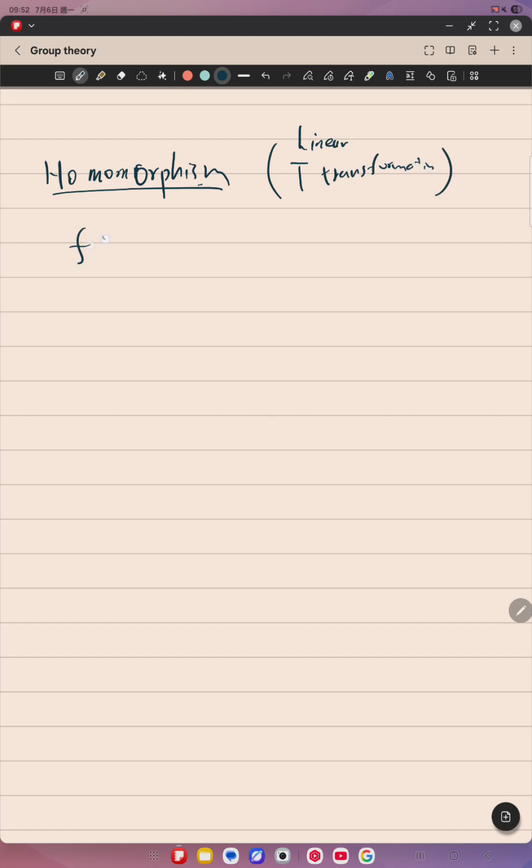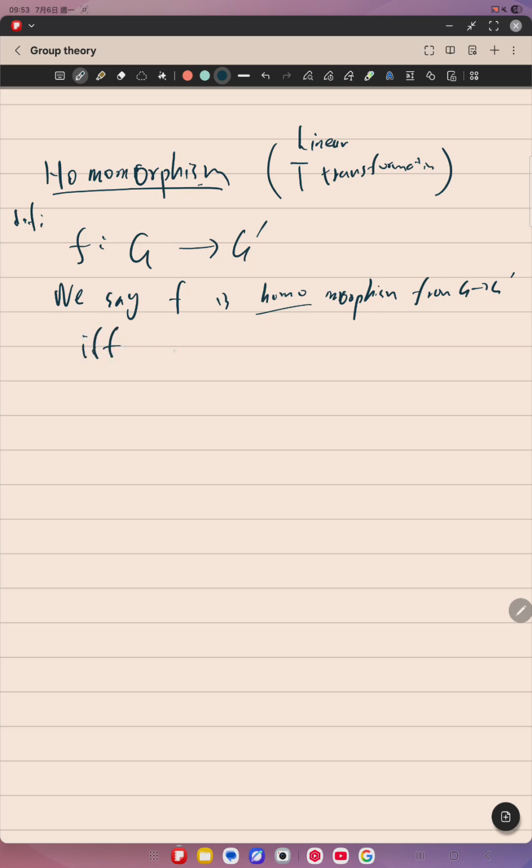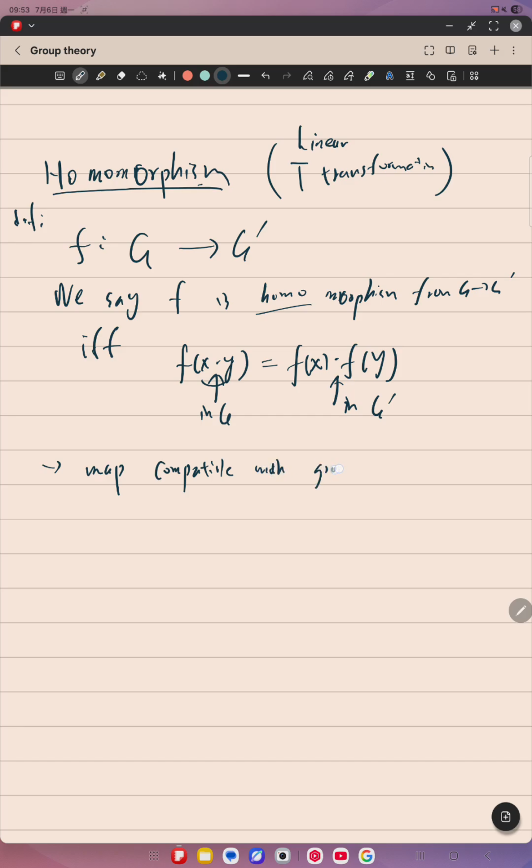Okay, so the definition: if G and G prime are two groups, we say that f is a homomorphism from G to G prime if f of x times y is f of x times f of y. This operation is in G, and this is in G prime. So basically, this is a map compatible with the group operation.